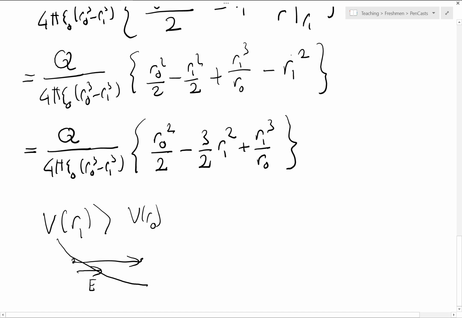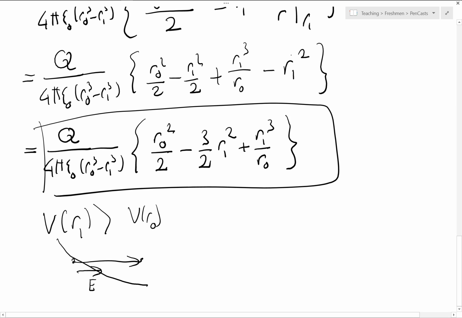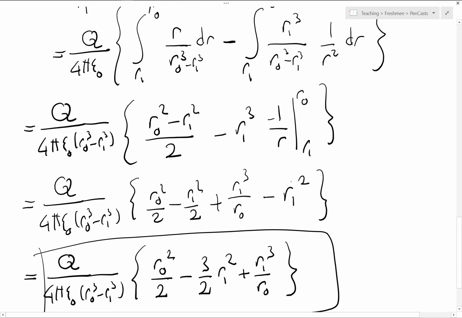And here, just to check, if you want, you can put R1 to 0 so that this becomes a fully filled sphere. You will see that that gives me a positive result, and the correct result for the potential at R0. So overall, I think we found the correct result, and that completes the solution of the question.